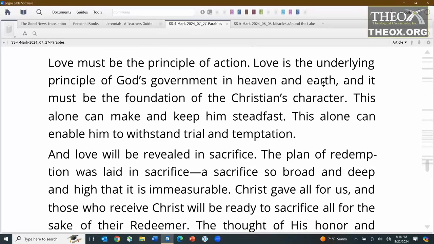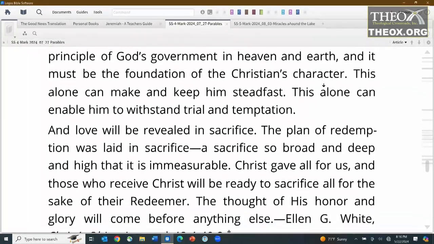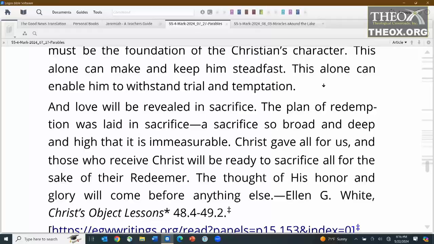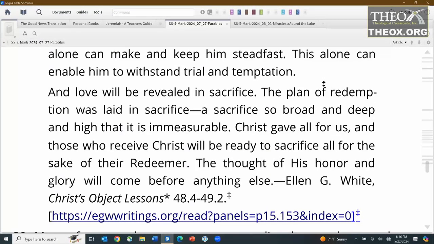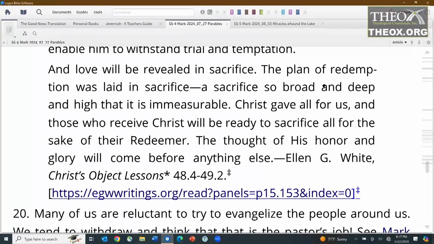And love will be revealed in sacrifice. The plan of redemption was laid in sacrifice, a sacrifice so broad and deep and high that it is immeasurable. Christ gave all for us, and those who receive Christ will be ready to sacrifice all for the sake of their Redeemer. The thought of His honor and glory will come before anything else. In Christ's Object Lessons, page 48.